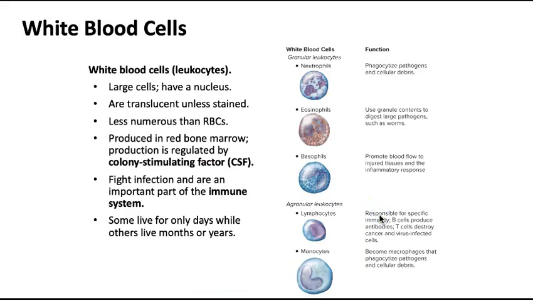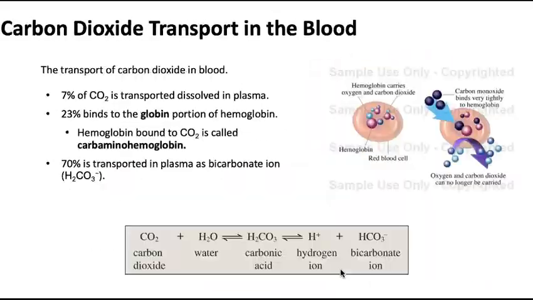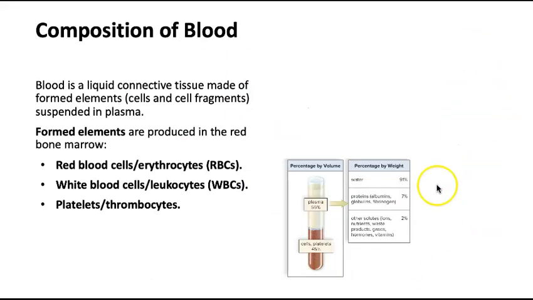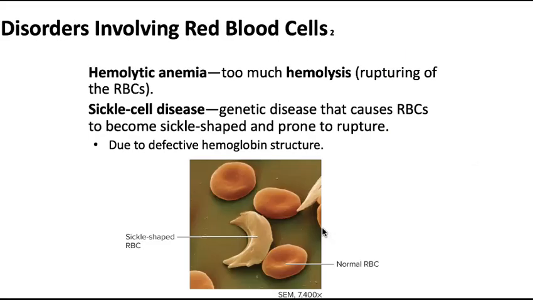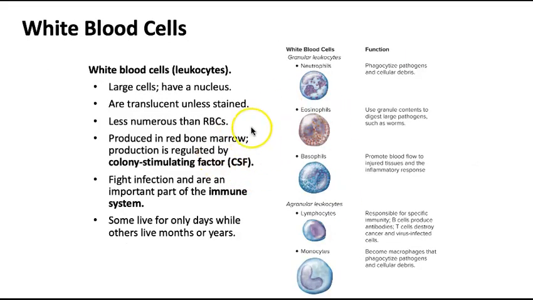Now let's shift into our white blood cells, or our leukocytes. Leuko means white, cyte means cell. And these are going to be large cells and are the only formed elements that have a nucleus. They're going to be translucent unless we use a stain to be able to see them. They are less numerous than red blood cells, which is why when we go back to that test tube, it's only going to be found within this little gray layer here, and it makes up less than 1% of our blood. So we will have them produced in our red bone marrow.